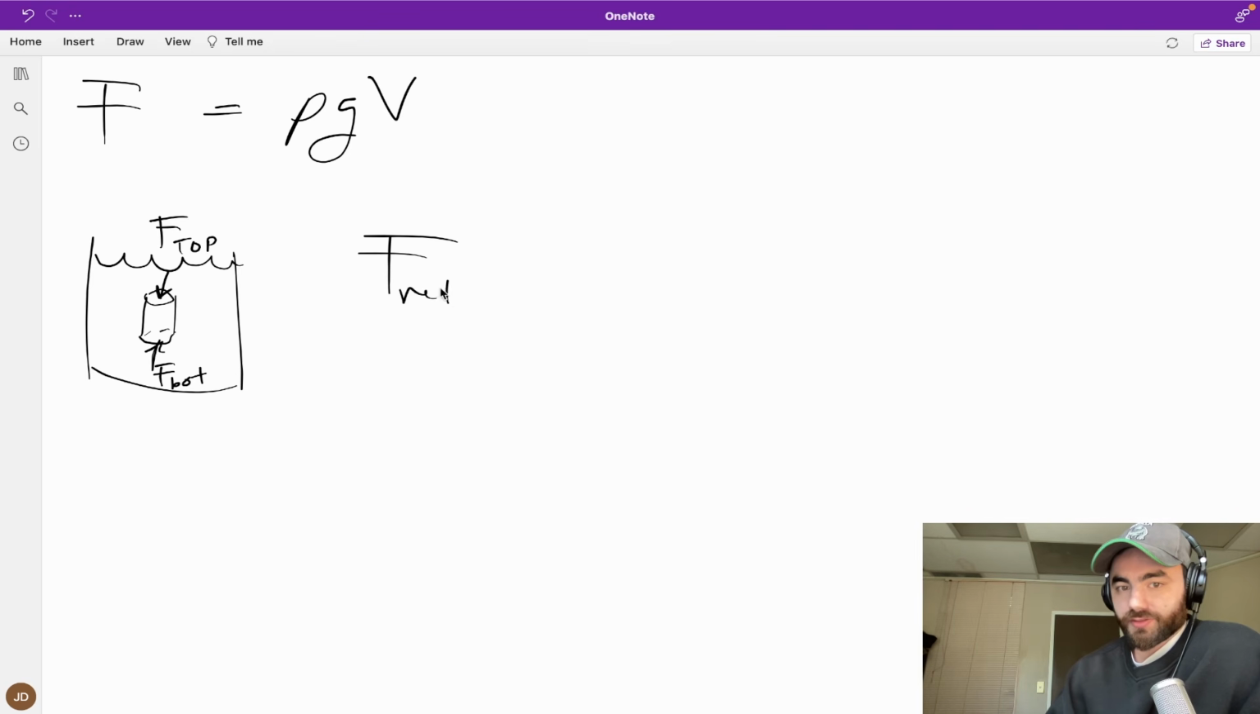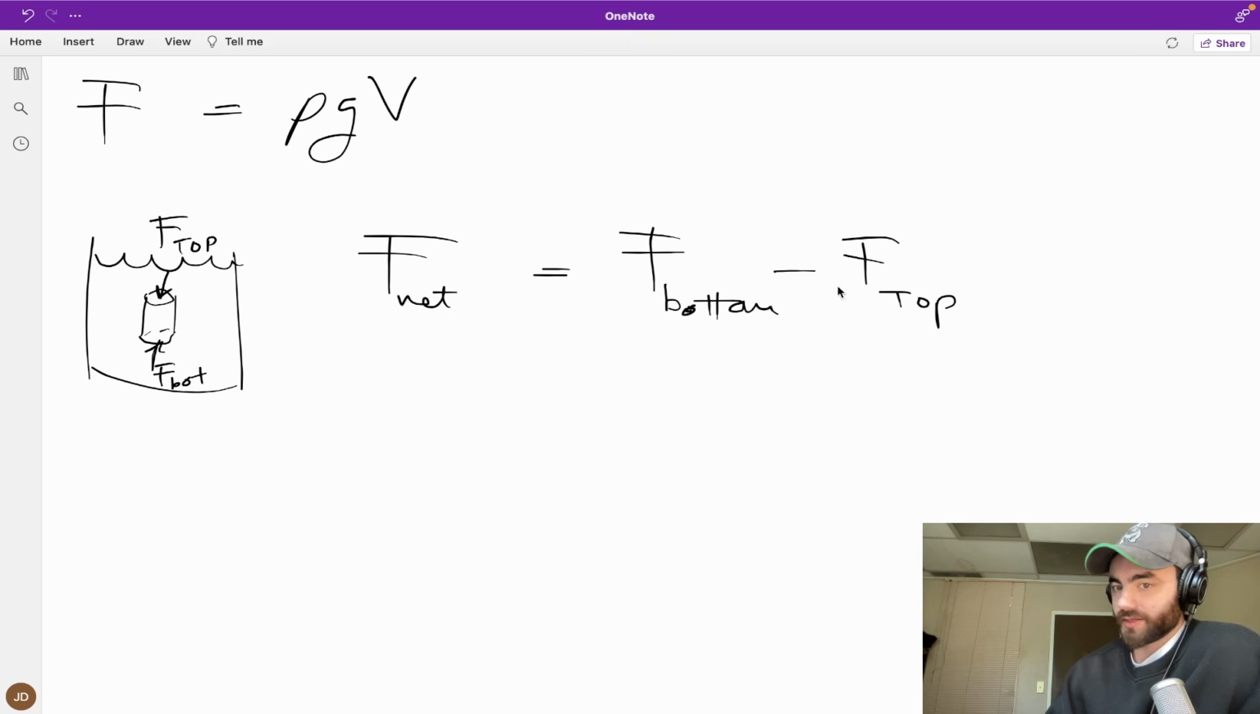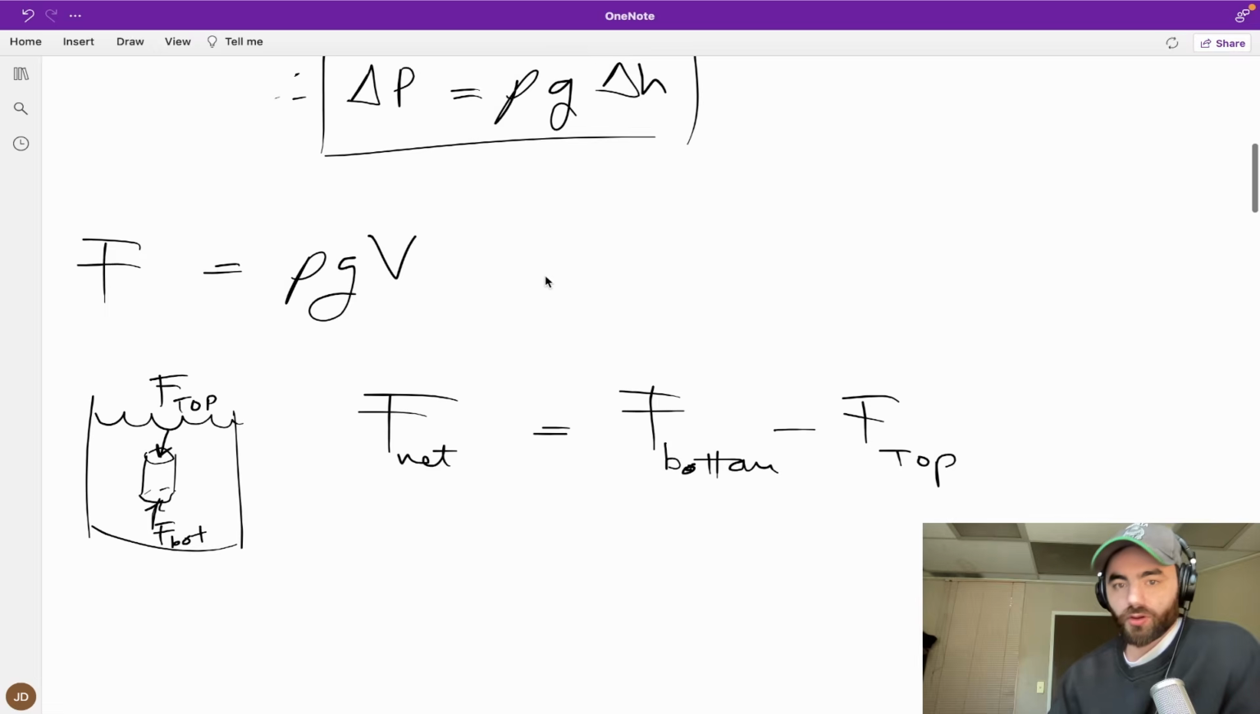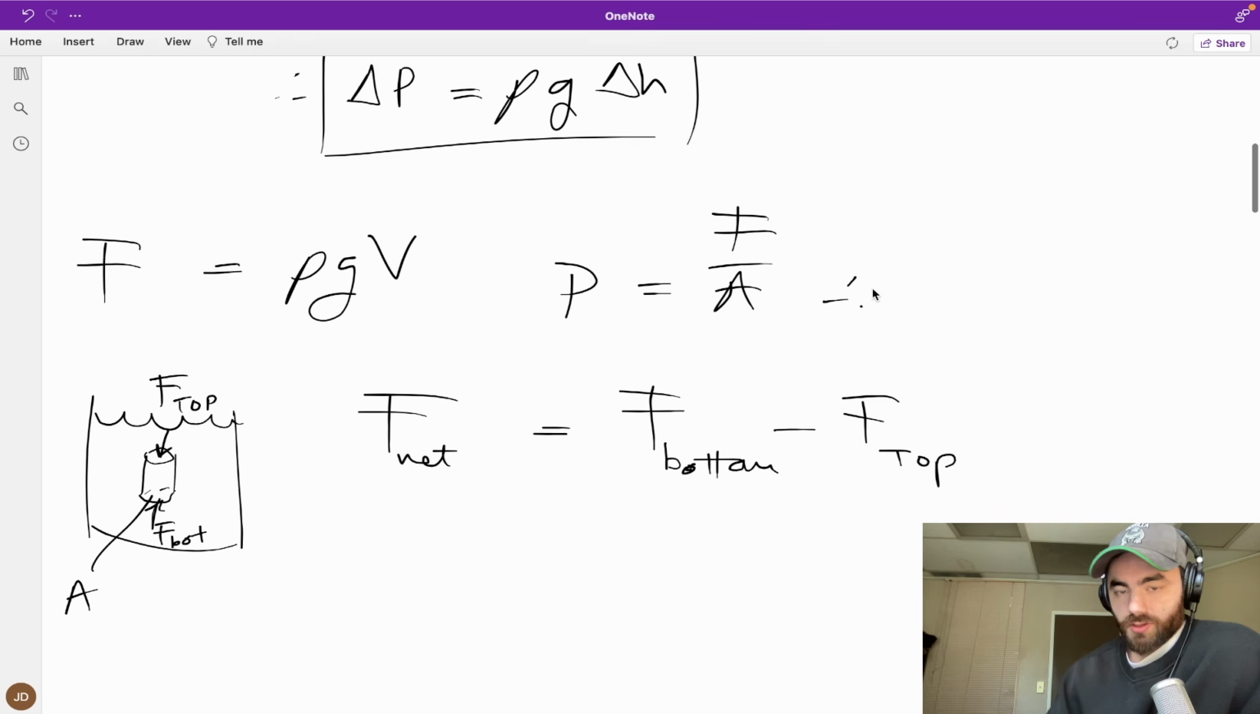So the net force on this object will be F bottom minus F top. They're acting in opposite directions, one acting down, one acting up. So the net force will be just the difference of these two things. And we know that pressure equals force over area. This thing has an area. So therefore, the force equals pressure times area.